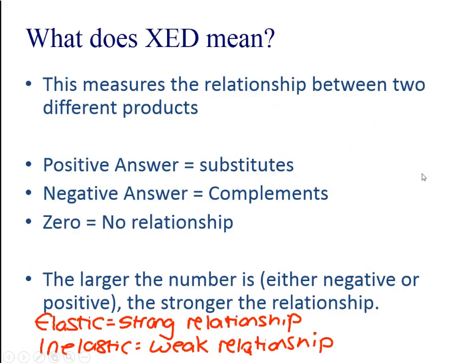So what do these answers mean? It measures the relationship between the two different products. So if you get a positive answer, it means they're substitutes. If you get a negative answer, it means they're complements. And if you get a figure that comes out as a 0, it means there is no relationship. So the larger the number is, either negative or positive, whether it's a substitute or a complement, the stronger the relationship. So the more elastic your figure becomes, the stronger the relationship.